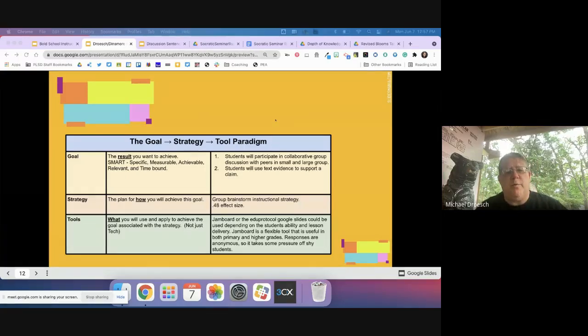Then we had group brainstorm as an instructional strategy, with a 0.4 effect size. We would probably add that pre-planning of the questions is as key as your strategy for how you're going to get to that goal. I think that's going to be an important thing. And then tools: we had Jamboard, EduProtocols, and slides, to be used depending on the student's ability and the lesson delivery. Jamboard's flexible. It even works well for junior high and high school. I haven't used it much, but I know Patty Morgan, our former instructional coach, was getting us more and more into that, and I liked what we were doing with it.